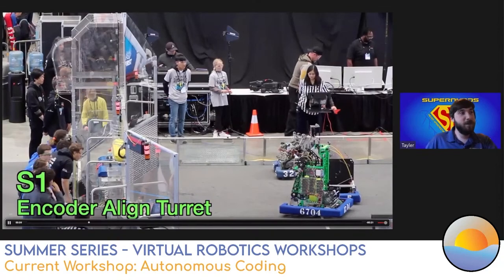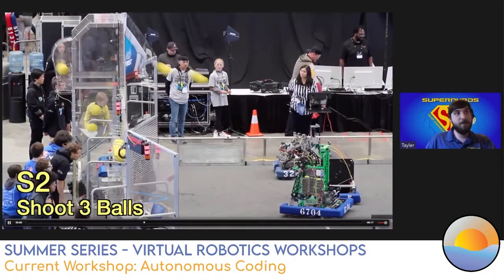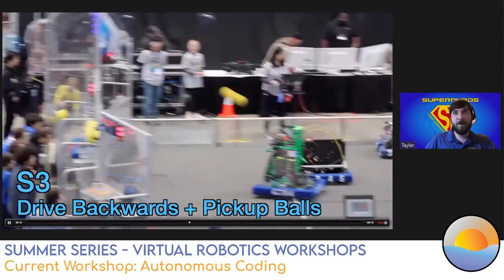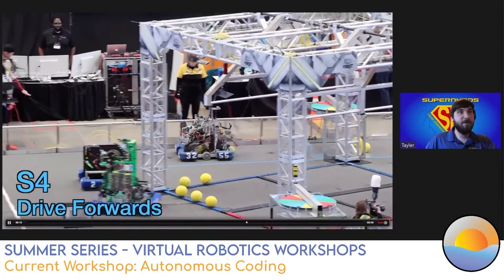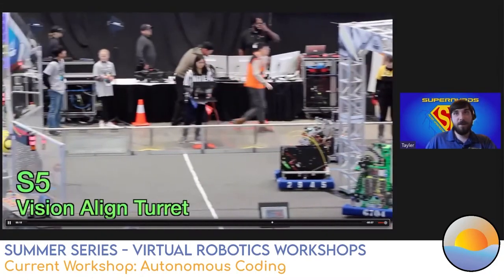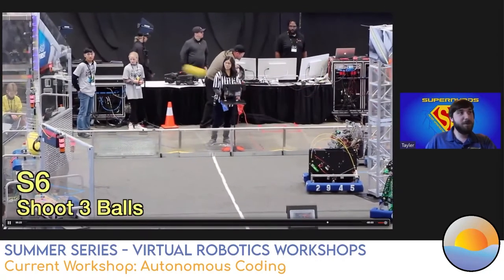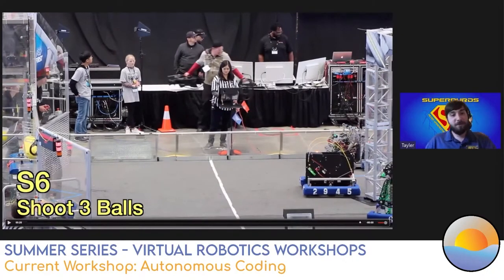So first we spin the collector, then we vision align or encoder align the turret, shoot 3 balls. Then we start driving backwards and we pick up additional balls. Now we're in state 4, we drive forwards again, vision align the turret. That completes, shoot 3 more balls. And then our autonomous is over.